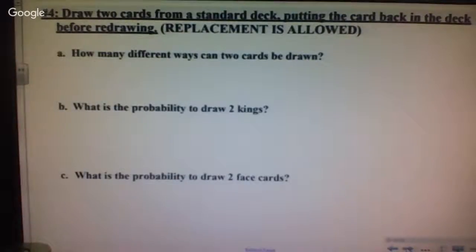Drawing 2 cards. Okay, we're picking 2 cards from a standard deck where replacement is allowed. What does that do to my amount of cards each time I pick? It stays the same. So, how many cards do I have to pick from? 52. Each time I have 52, so my total amount is 52 squared because I'm picking 1, putting it back in, and then picking another. So that becomes my bottom.